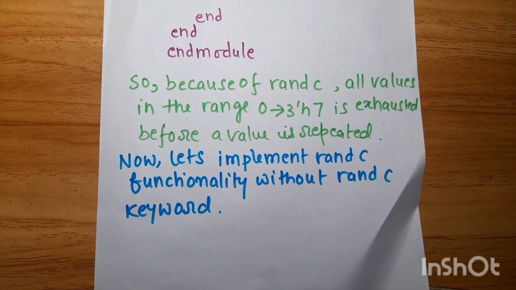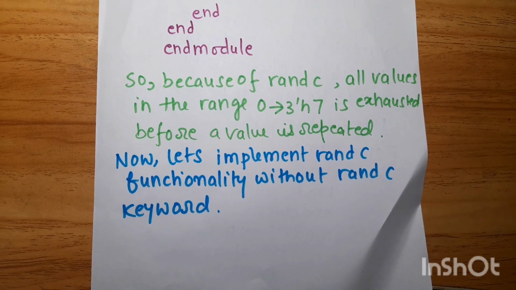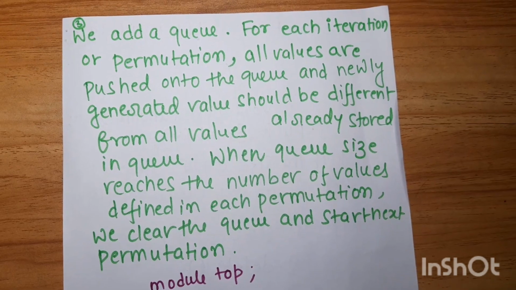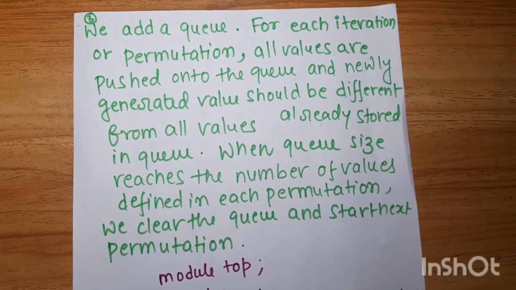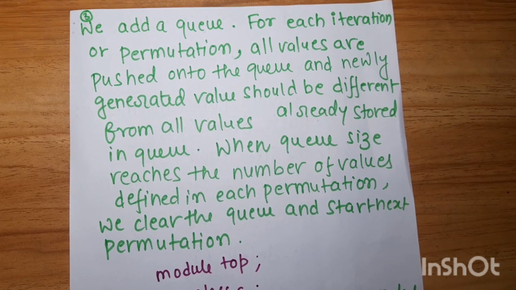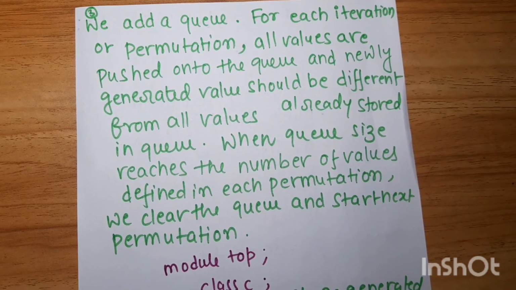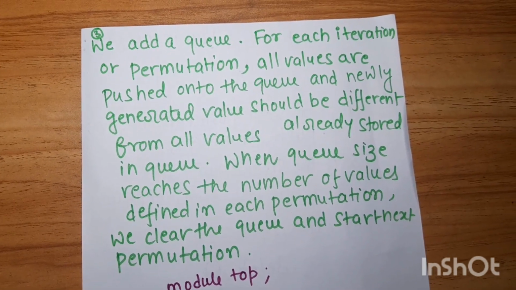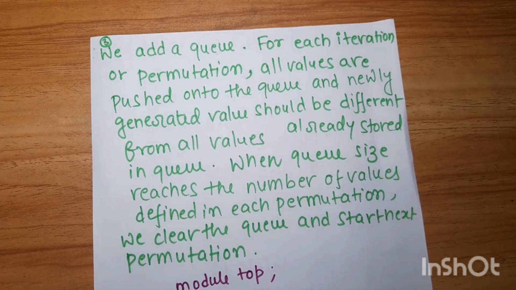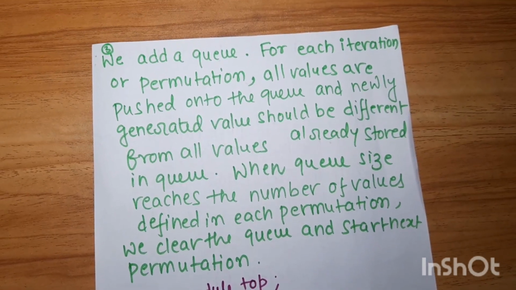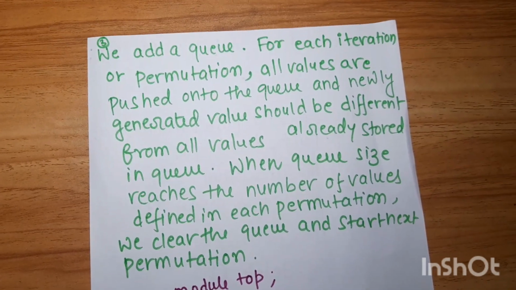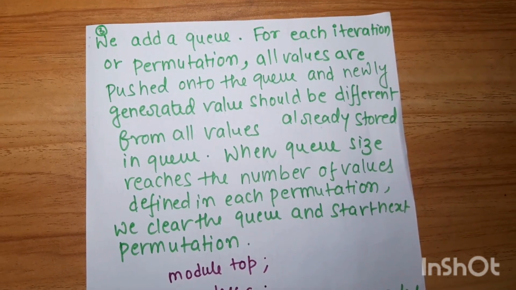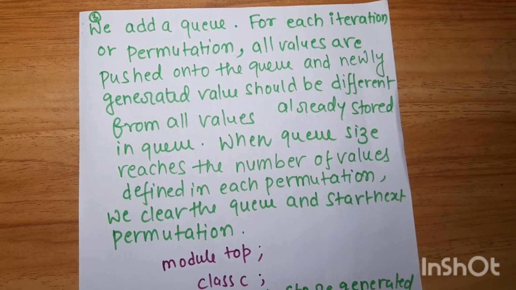Now let's implement randc functionality without the randc keyword. We will add a queue, and for each iteration or permutation, [2:0] for data means 2 raised to 3, which is 8 possible values, 0 to 7. This is one iteration, where all values 0 to 7 have been taken. Then the second iteration is again 0 to 7. For each iteration or permutation, all values are pushed onto the queue.